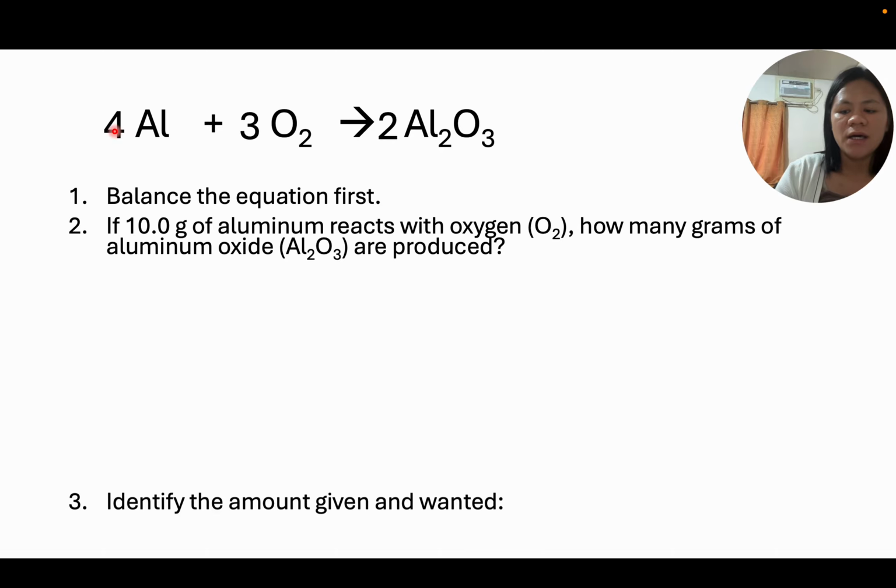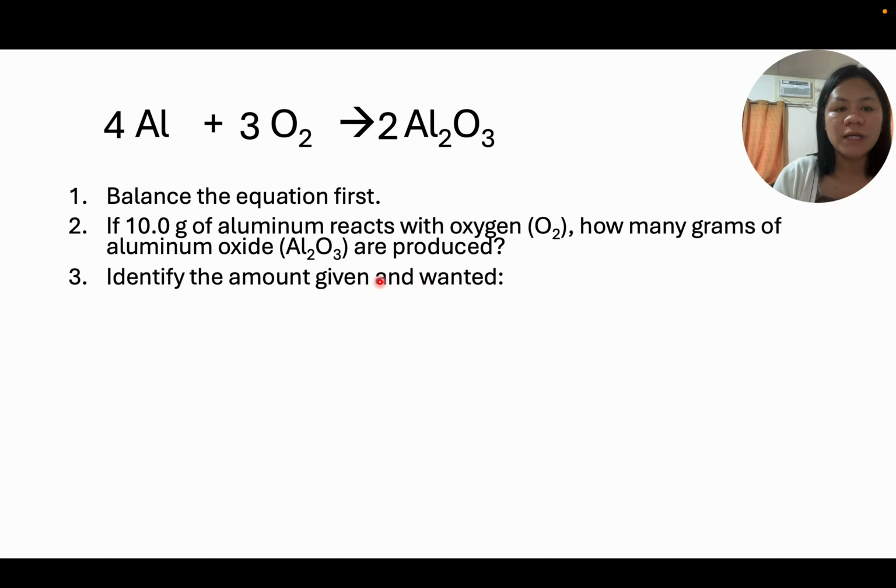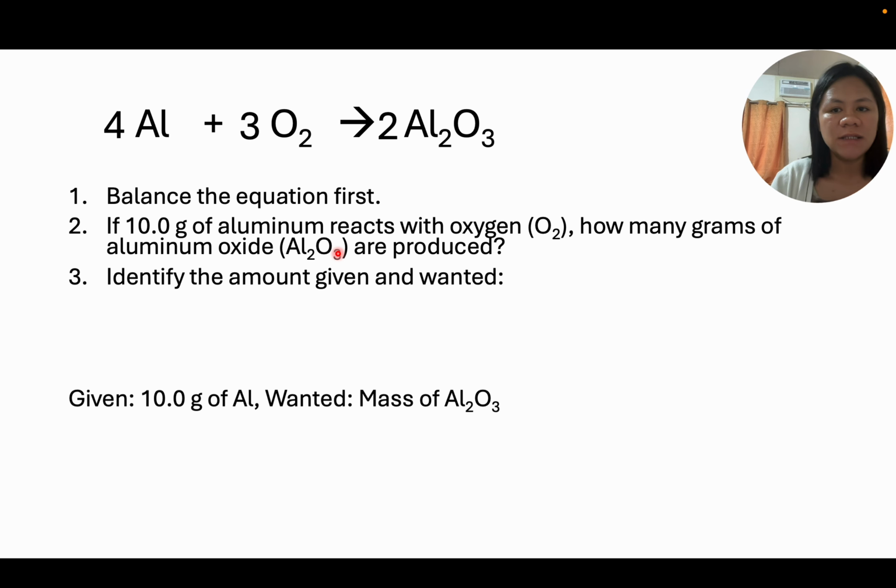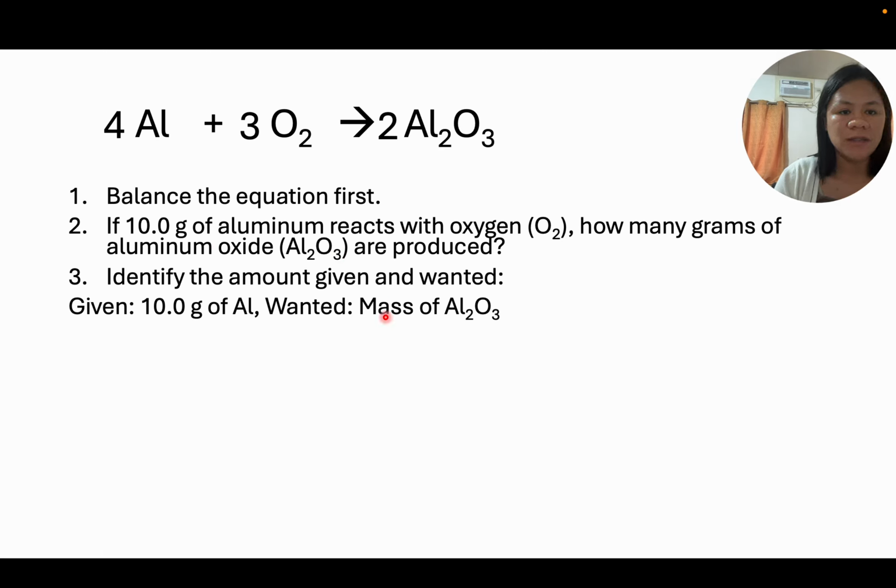So take note, our step 3, we have to identify our given and wanted. So here, ang given natin is 10 grams of aluminum. Take note, oxygen is just used to emphasize lang siya na it is present. But what we are looking for is how many grams of aluminum oxide. And what is wanted is the aluminum oxide, Al2O3.